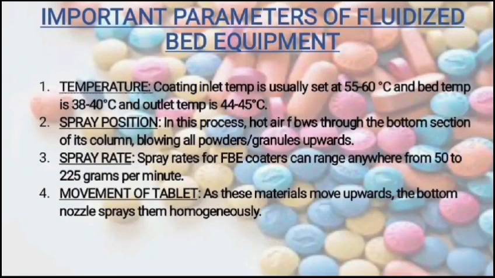During the coating process, there are a lot of parameters that can affect our coating quality. So some important parameters of fluidized bed equipment are: number one, we have temperature. We should be very careful about the temperature ranges used in this process. Number one we have is inlet temperature, which should be around 55 to 60 centigrade. Then we have bed temperature, which should be around 38 to 40 centigrade. And the last we have is outlet temperature, which should be around 44 to 45.